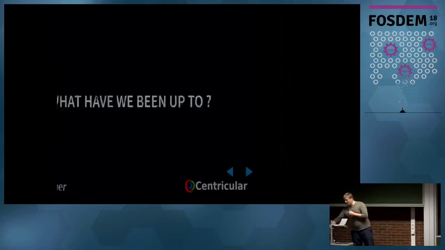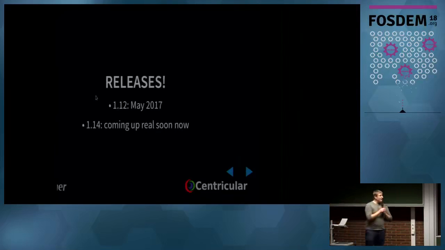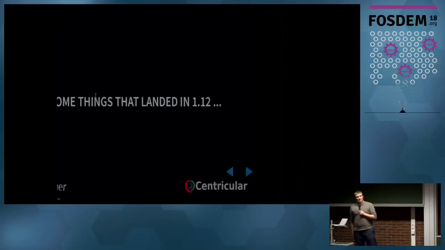All right, so what have we been up to? Releases. The last release has been some time. It was 1.12 in May. That's our current stable release. We were aiming for a 6-month cycle, but decided to delay the upcoming one for a little bit. So 1.14 is going to come out really soon now. Basically, we're going to probably make pre-releases next week, and hopefully later this month or early next month we'll have 1.14 out. That's our next stable feature release, basically.